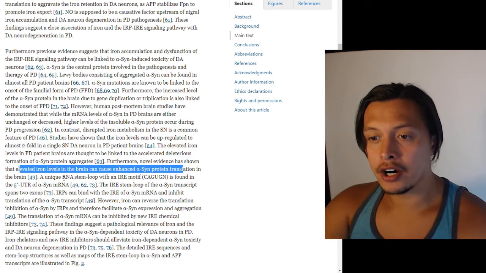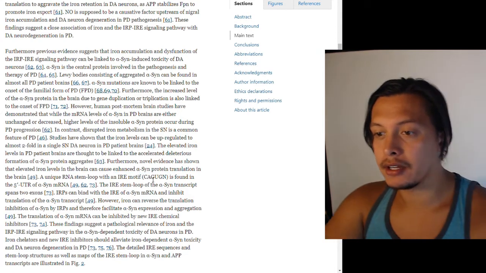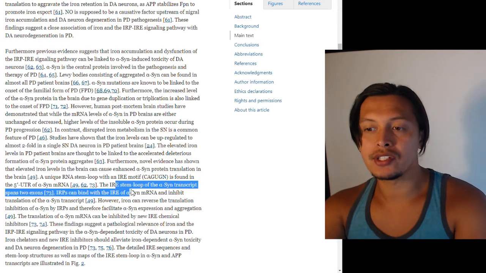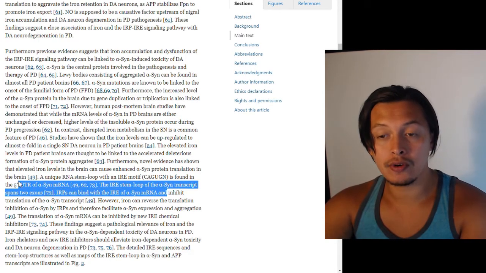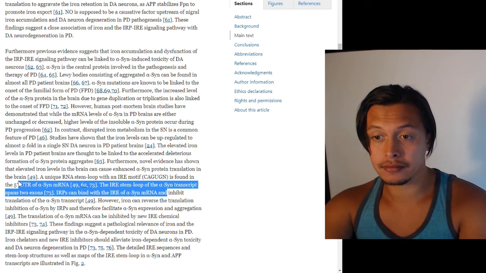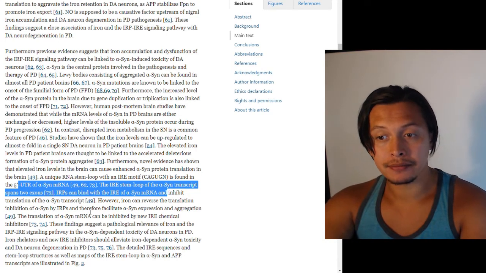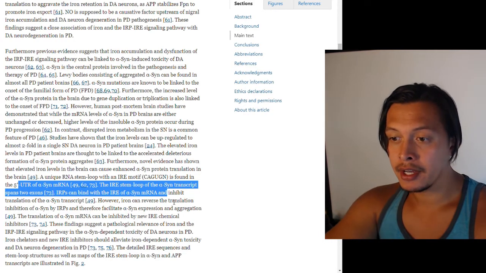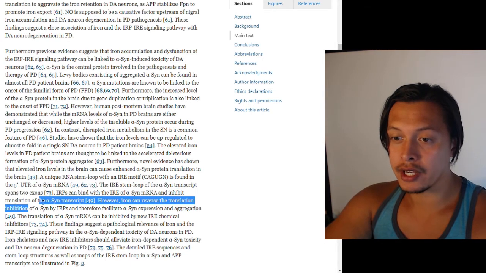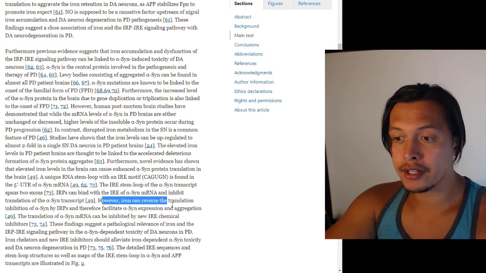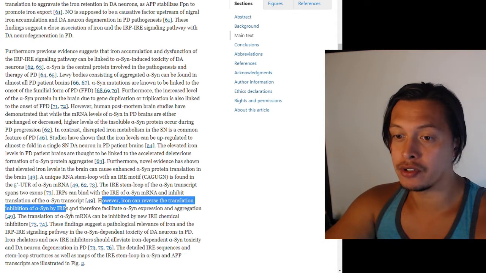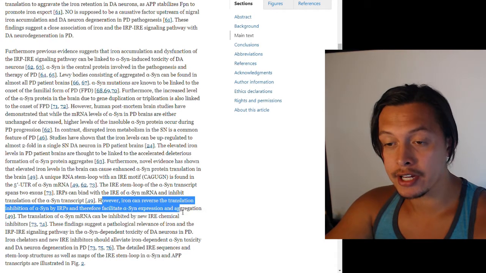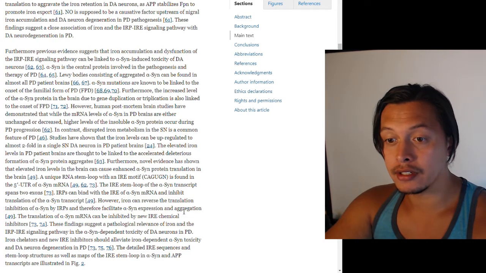A unique RNA stem loop with the IRE motif is found in the 5' untranslated region of alpha-synuclein mRNA. The IRE stem loop of the alpha-synuclein transcript spans 2 exons. IRPs can bind with the IRE of alpha-synuclein mRNA and inhibit translation of the alpha-synuclein transcript. However, iron can reverse the translation inhibition of alpha-synuclein by IRP and therefore facilitate alpha-synuclein expression and aggregation. So if you have a lot of iron, you can kick off.